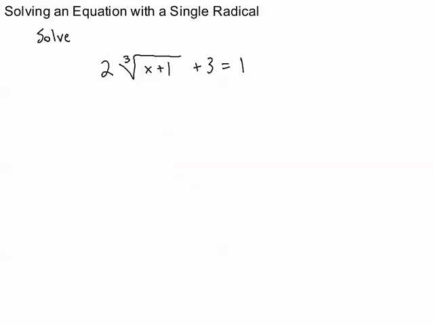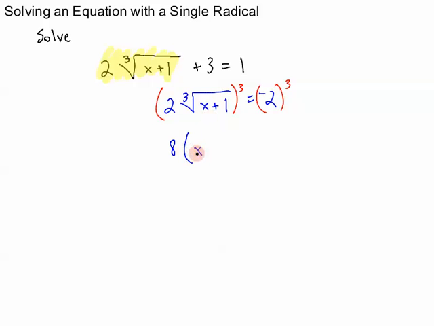So in this example, I need to try to get the term with the radical by itself. So I will subtract the 3 from both sides. 1 minus 3 is negative 2. Now I will raise both sides to the third power to get rid of the cube root. And so over here I have to cube the negative 2, which gives me negative 8. And when I cube the cube root, it goes away and gives me x plus 1.